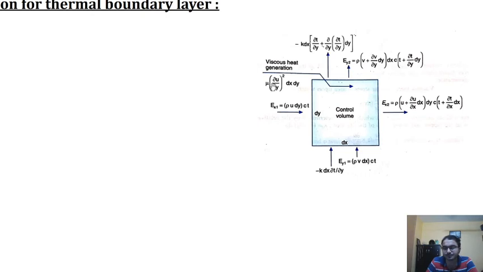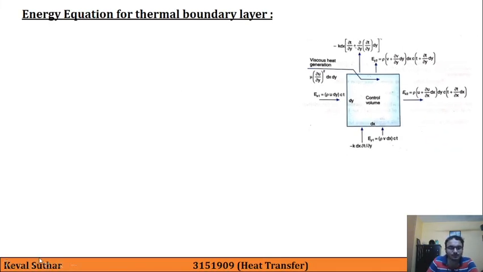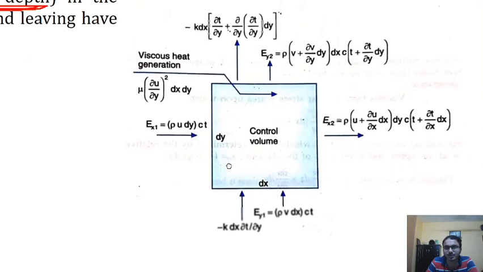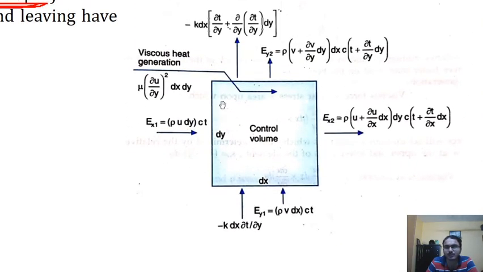So let's begin. For an element of dimensions dx, dy and unit depth, in the boundary layer, the quantities of energy entering and leaving have been shown in the figure. So what I would suggest is that, let me zoom this, and you should draw this figure in your notebook. That will be helpful to derive this equation.